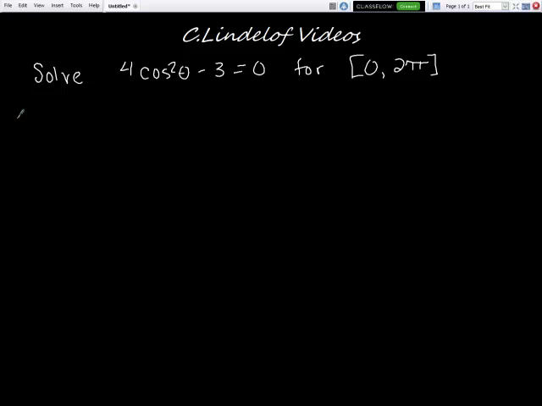Okay, solving trigonometric functions on an interval for a specific value. So here's the interval that we're solving on: 0 to 2 pi.